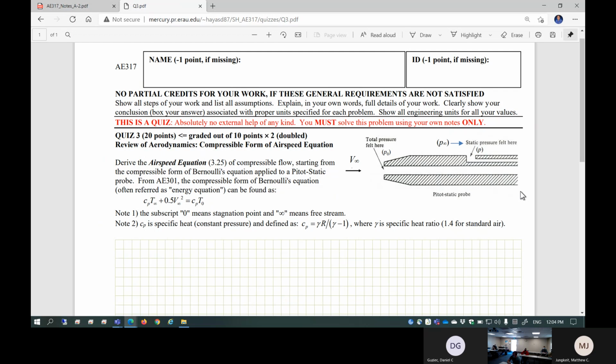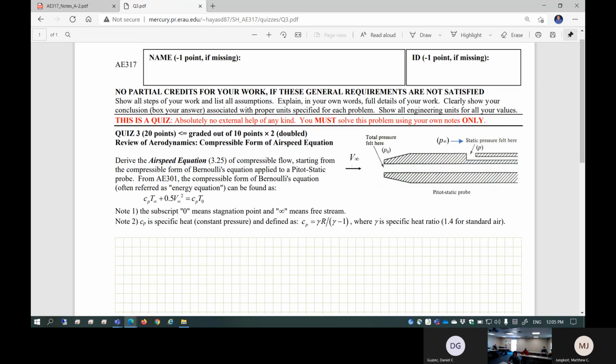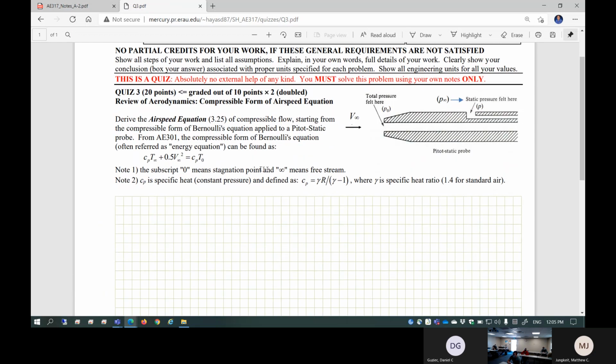CpT, which is enthalpy, right? Well, anyway, CpT plus 1/2 V squared is equal to CpT0. 0 stands for total pressure, which is the stagnation point. Okay? So T0 is the total temperature at the stagnation point. Infinity is the free stream, of course. And then pressure P infinity can be sensed at the static port. Of course, this is a pitot-static probe. Okay, you know that. And then subscript 0 means stagnation point. Infinity means the free stream. Cp is the specific heat under constant pressure. Cp is gamma R over gamma minus 1 if it's a calorically perfect, ideal gas.